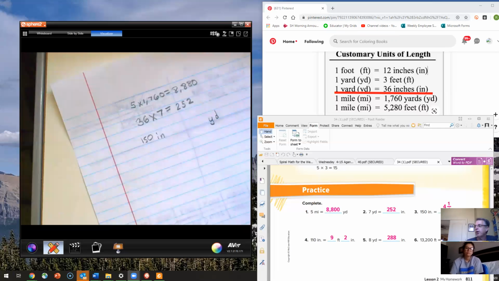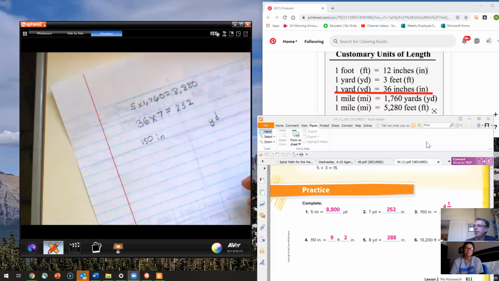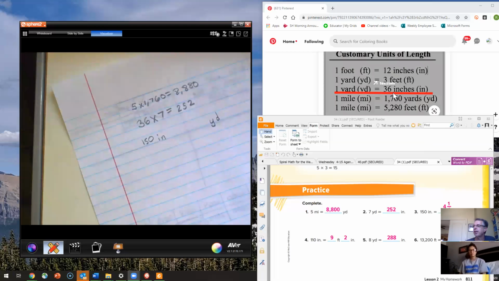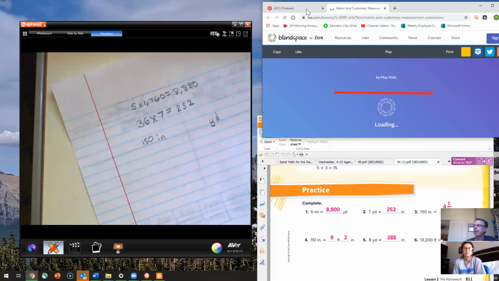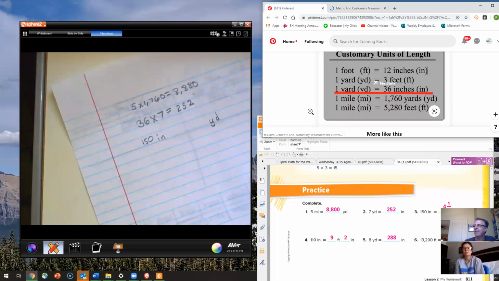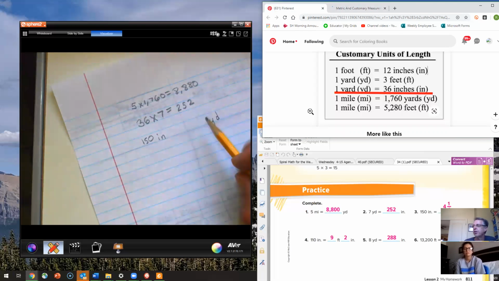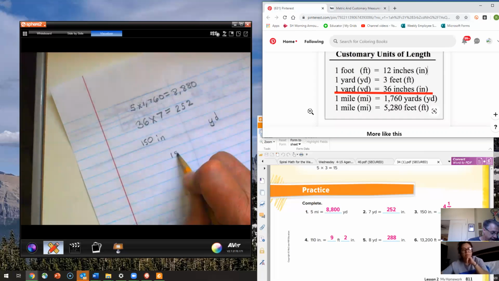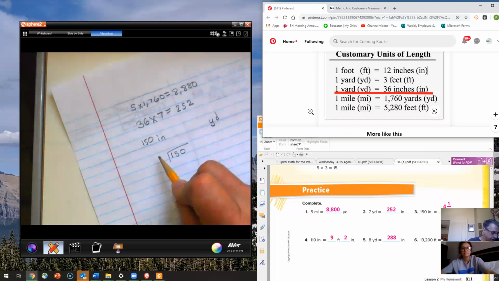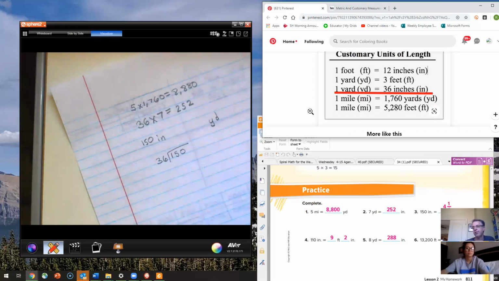It's the same unit of measurement, which is good. Then I have to get rid of that graphic. Oh no, what weird thing did I pull up on a link? All right, let's go back. 1 yard equals 36 inches. So I'm going from a smaller unit to a bigger unit, so I'm going to be dividing. I'm going to take the 150 inches and divide that by 36 inches in 1 yard.